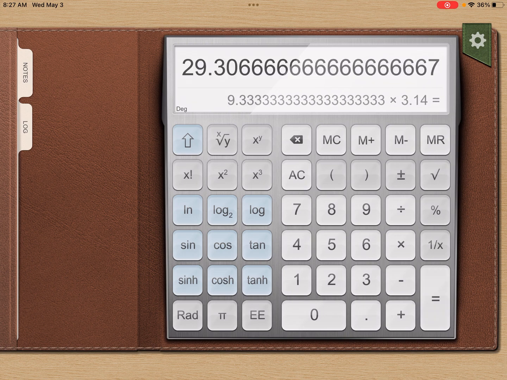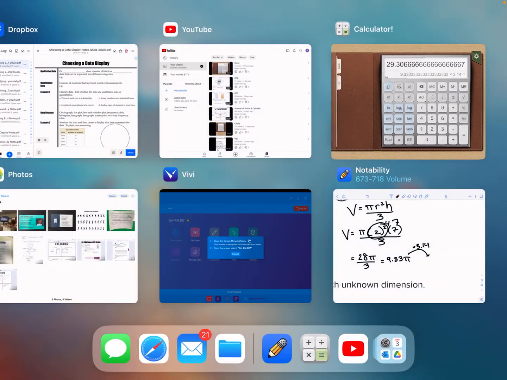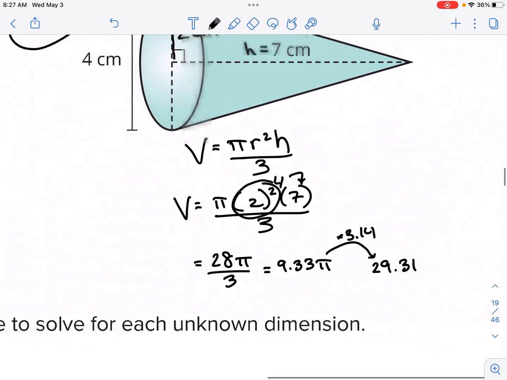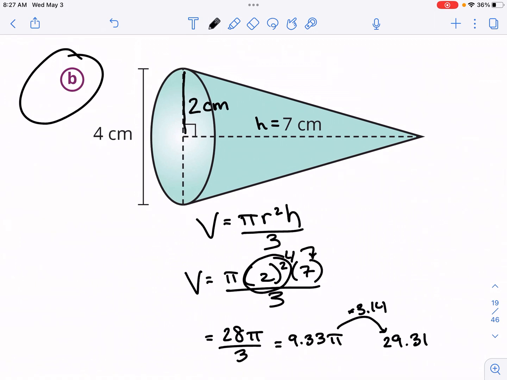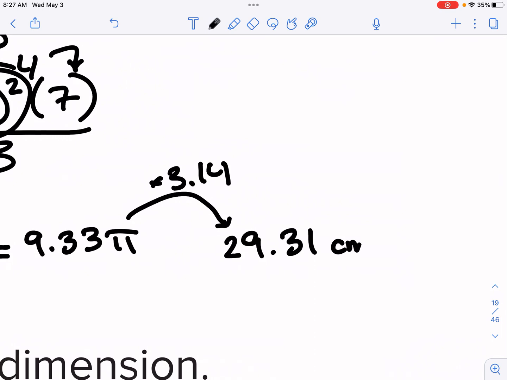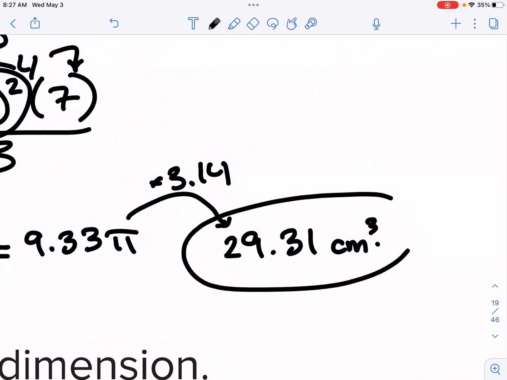All right, looks like this is 29 and like 30, but the 6 makes this 30 at 31. So 29.31. Okay, great. Now, this is not actually in terms of dollars and cents. It's in terms of centimeters. So this is how many cubic centimeters we have, or centimeters to the third power, centimeters cubed.